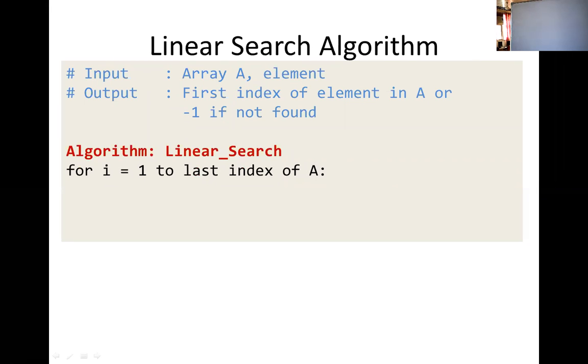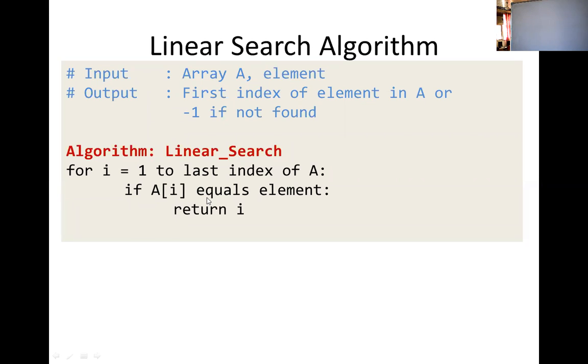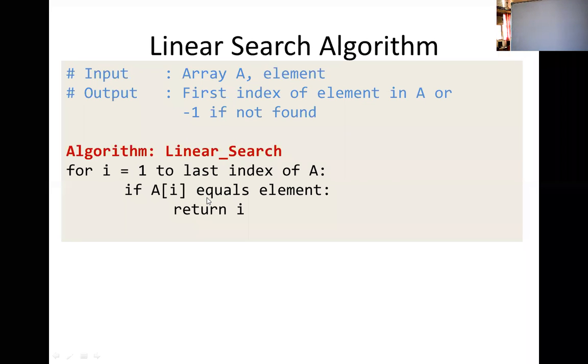For i equal to 1 to the last index of the array, we will search for our element from 1 to the last index of the array. That is, suppose you have 10 elements in an array, the last index would be 10. So if A[i] equals the element, return i. If we find our element at location A[i], it is going to return the value of i, that is the index. It will return the location at which that particular value is found. Otherwise, it will return -1, that is, element not found.